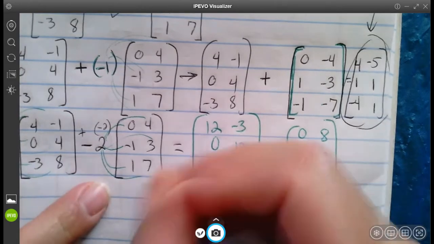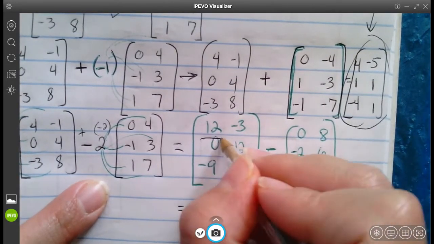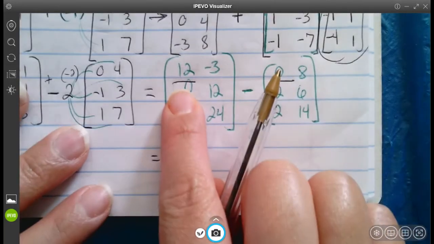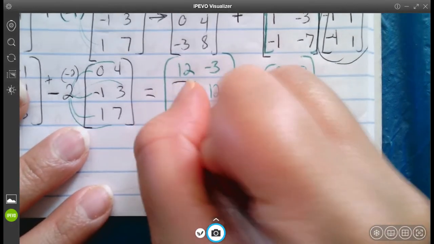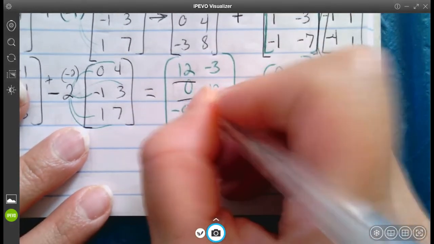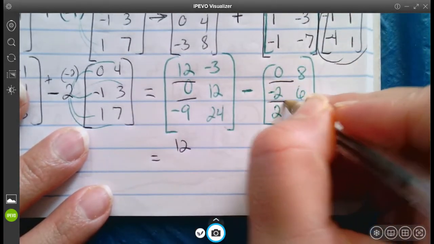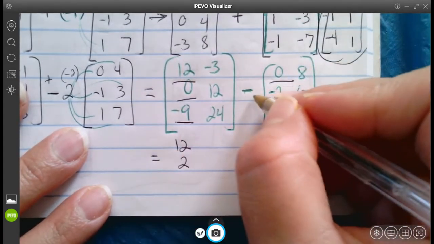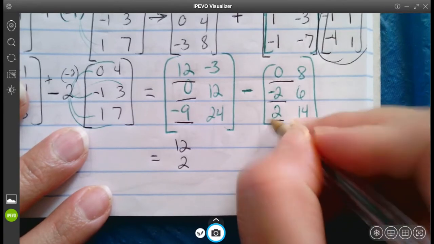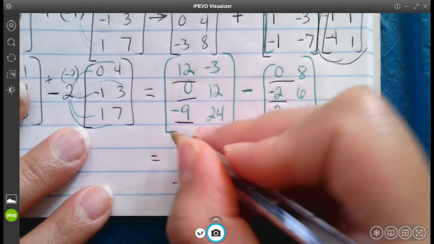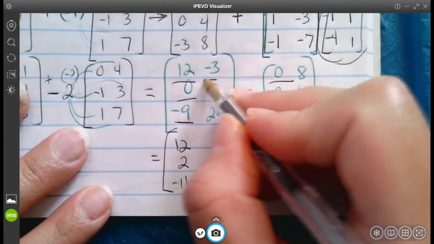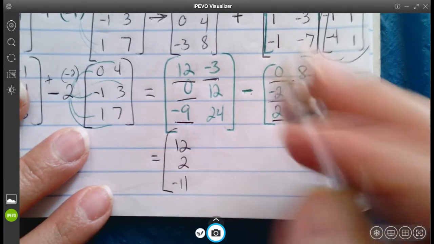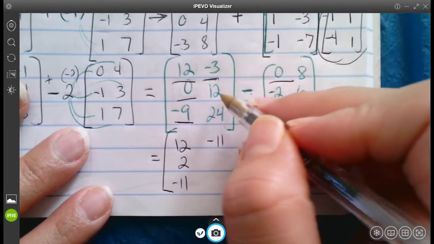So now we're looking at 12 minus 0. All right, so 12 minus 0 is 12. 0 minus negative 2 is like saying 0 plus 2, so that's going to be 2. Negative 9 minus 2 is negative 11. Okay. Negative 3 minus 8 is negative 11.